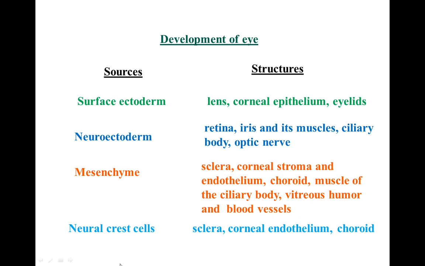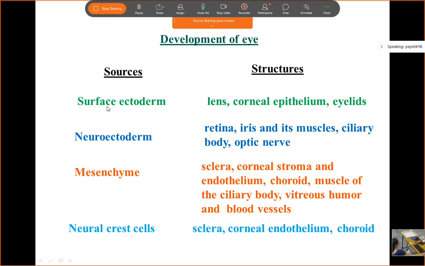So neural crest cells invade the surface ectoderm, neuroectoderm and mesenchyme. So the surface ectoderm, neuroectoderm, mesenchyme and neural crest cells. Okay, this slide.